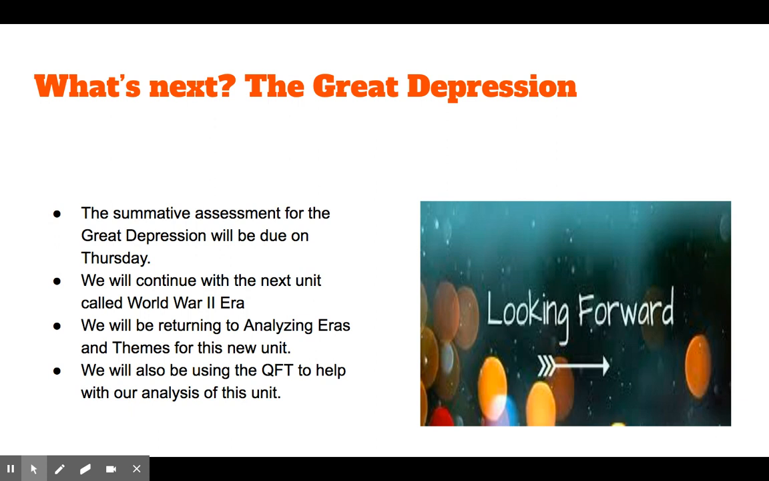What's happening next? The summative assessment for the Great Depression will be due next Thursday. We will continue working with the next unit called World War II era. During that unit, we'll be returning to analyzing eras and themes for this new unit, but we'll be using the question formulation technique to help with our analysis in this unit.